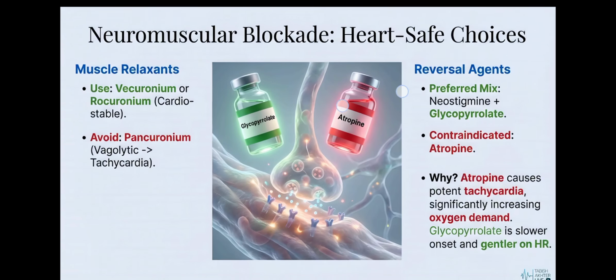Now let's talk about the neuromuscular blockade or heart-safe choices. So we will use vecuronium and rocuronium, and we will avoid pancuronium. Vecuronium and rocuronium are cardiac stable. So we will use these muscle relaxants, and we will avoid pancuronium as it will cause tachycardia. And to reverse the effect of neuromuscular blockers, we will use reversal agents like neostigmine and glycopyrrolate. We will not use atropine as the reversal agent as it causes tachycardia and significantly increasing oxygen demand. Glycopyrrolate is slower onset and gentler on heart rate.